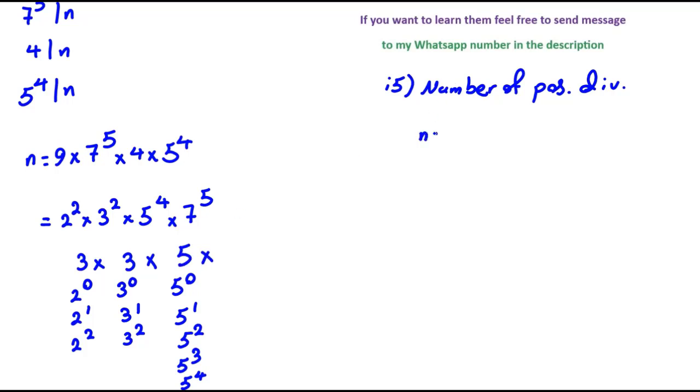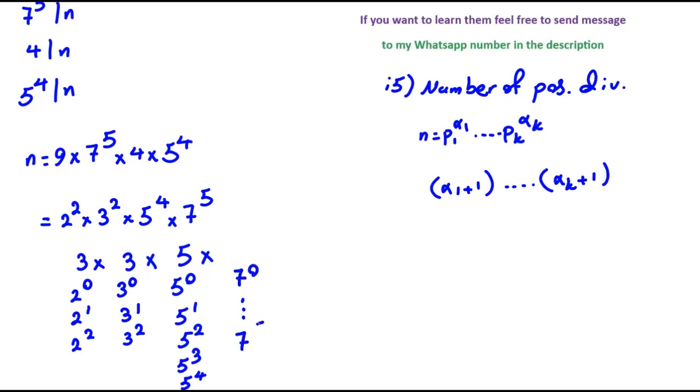So in general, the formula: if n is p1 to the alpha 1 through pk to the alpha k, the number of positive divisors will be alpha 1 plus 1, because the power of p1 in a divisor can be 0 to alpha 1, up to alpha k plus 1. And the last one for 7, 7 to the 0 to 7 to the 5. So 6 cases. So it will be 3 times 3, 9, times 6 times 5, 30, so 270. The answer is this.